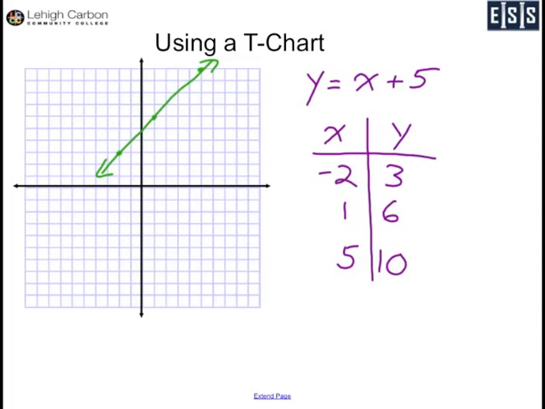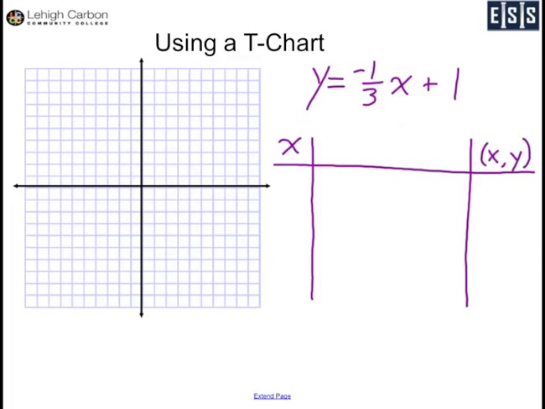Now this one was fairly simple because we were given the points in the t-chart. That's not always the case. Here we have y equals negative 1/3 x plus 1. I need to fill in my t-chart. So I need to start by picking which x values I'm going to use. A nice simple value to use would be 0. So it's negative 1/3 times 0 plus 1. Negative 1/3 times 0 is 0, plus 1 is 1. So my point is 0, 1.